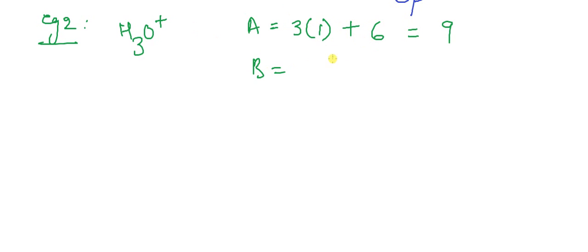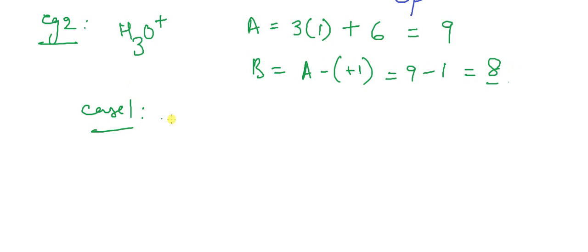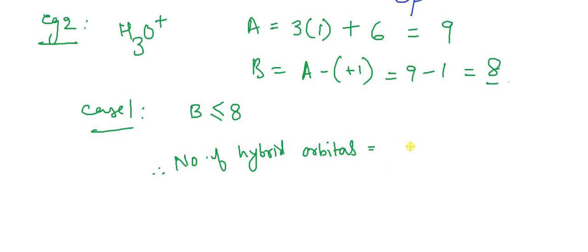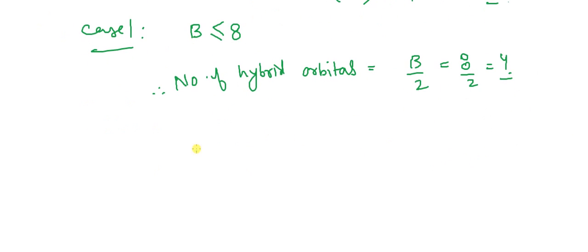And B was calculated by subtracting the charge from A, and here the charge is plus 1. This plus sign shows that there is a plus 1 charge present, so it's coming out to be 9 minus 1, that is 8. Since this is case 1, and case 1 was if B is less than or equal to 8, the number of hybrid orbitals is going to be equal to B by 2, that is 8 by 2, and it's coming out to be 4 here.